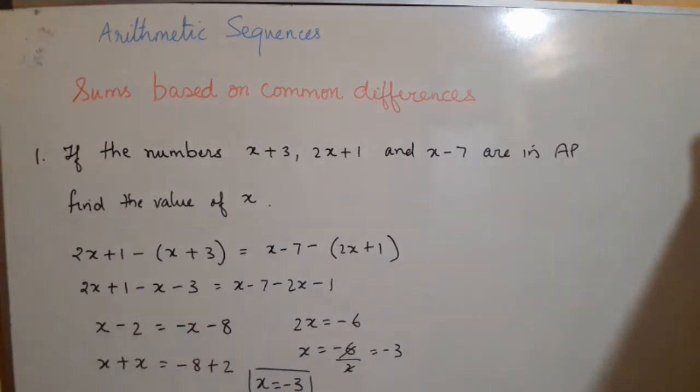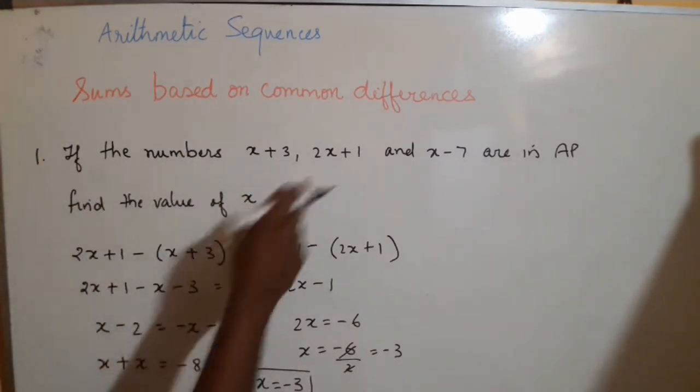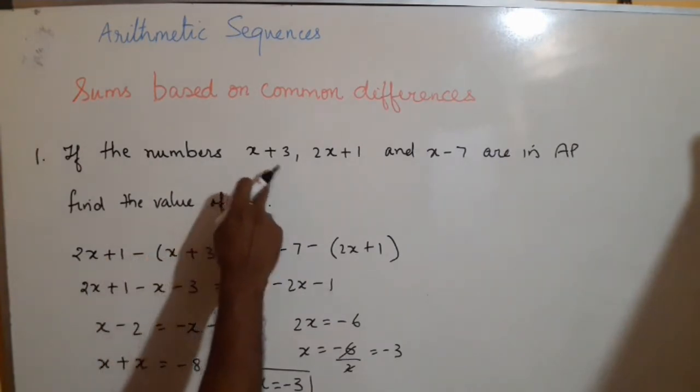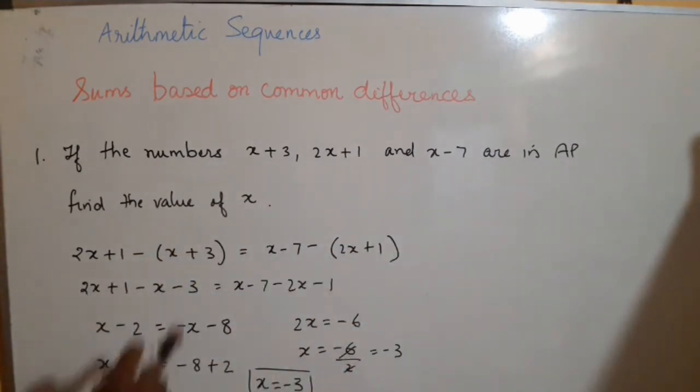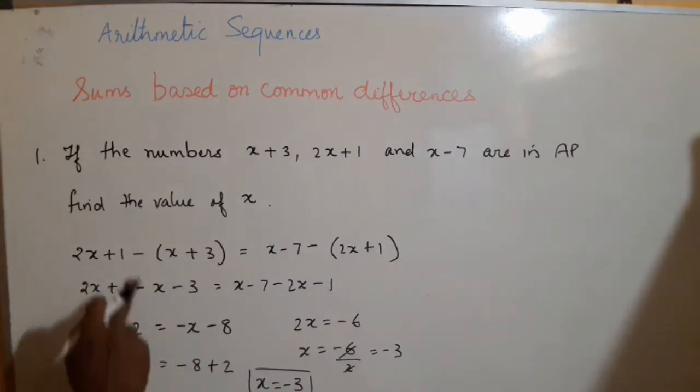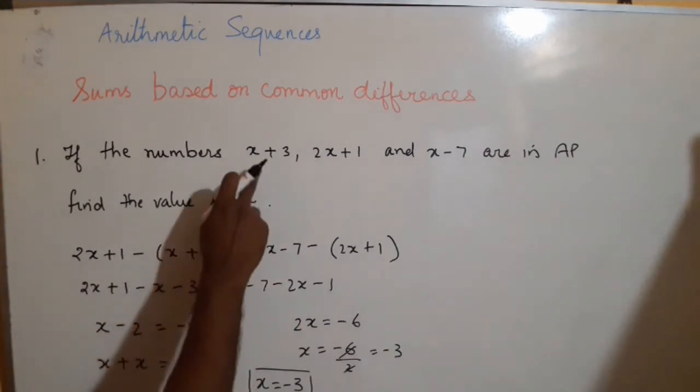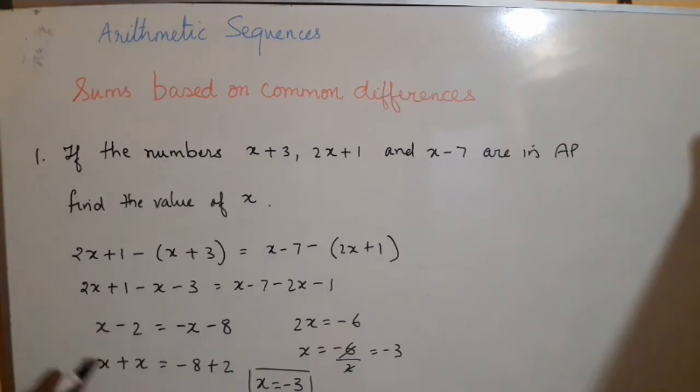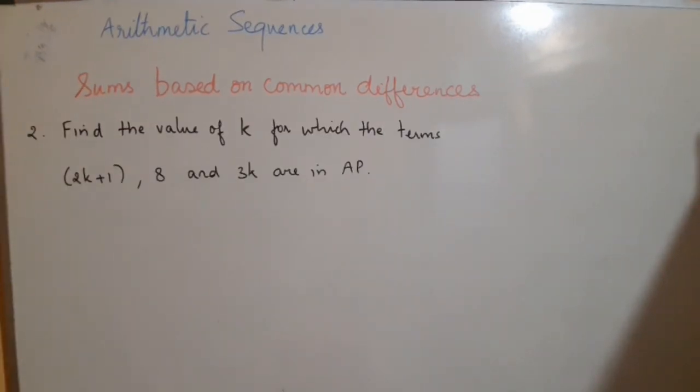I hope you have followed this sum. This is a sum based on common difference where we had an unknown variable, but we were given that the three terms are in arithmetic progression. Because we know they are in arithmetic progression, the common difference remains the same and the unknown variable can be found using this method. I hope you have understood. Now we have a similar sum. Find the value of k for which the terms 2k plus 1, 8 and 3k are in AP. The sum is similar to the previous one, and we apply the same technique.